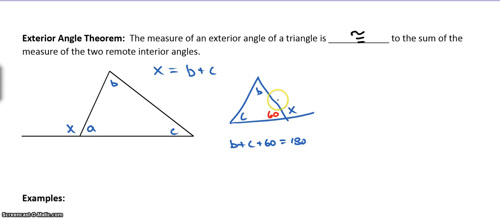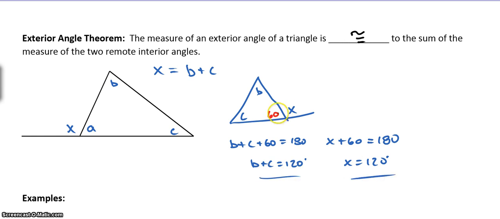Now let's just focus on these two. Together these two make a straight line. So we also know that x plus 60 equals 180 degrees, because together these two angles make a straight line. If I subtract 60 from here, I get B plus C equals 120, and if I subtract 60 from here, I get x equals 120. Now, of course, they match.